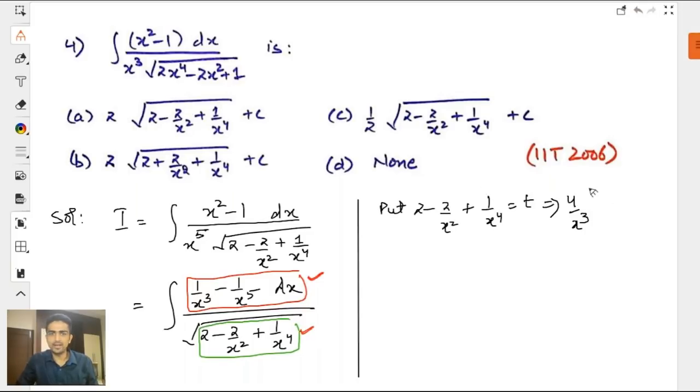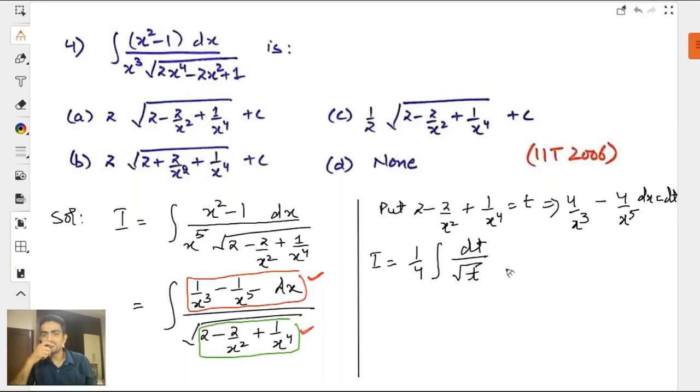And the derivative of 1 by x power 4 will be minus 4 x power 5 divided by x power 5. Dx equal to dt. So your I becomes 1 by 4 dt upon root t. It's done. Don't you think so? Simple.